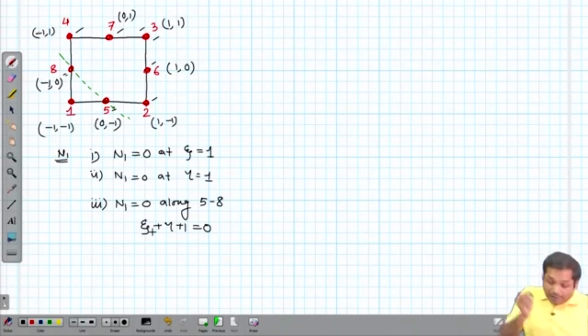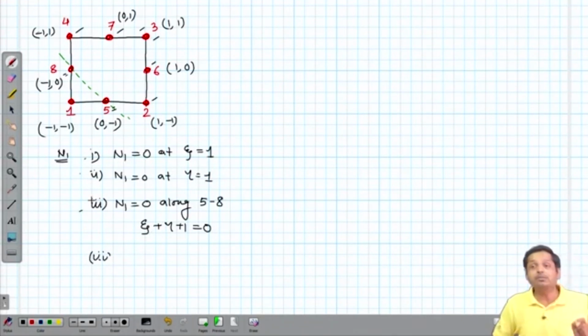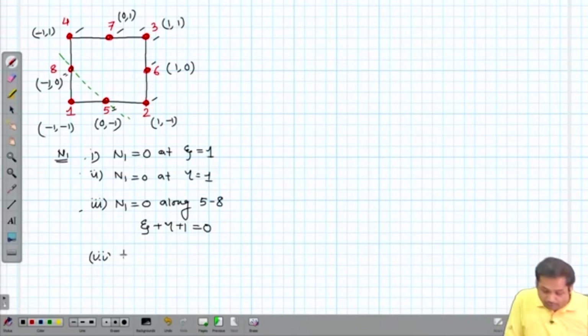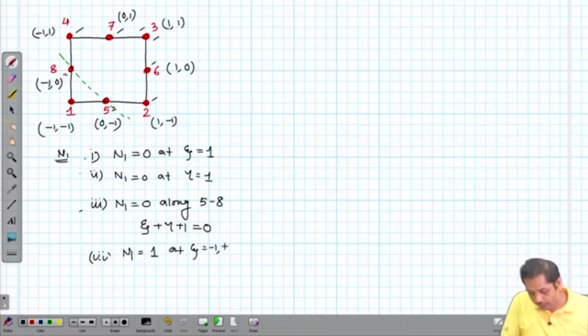Now the fourth condition is, these first three conditions will ensure that N1, the shape function, is 0 at all other nodes other than node 1. Now the last condition to be invoked is, at node number 1, N1 should be 1. So N1 should be equal to 1 at xi is equal to minus 1 and eta is equal to minus 1.